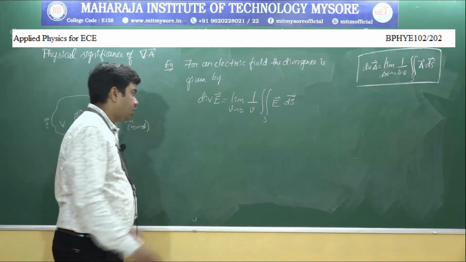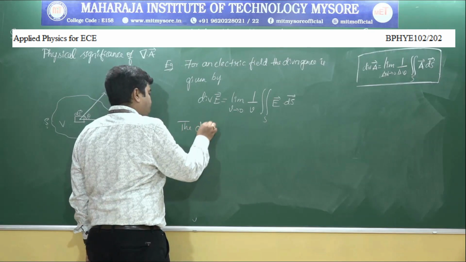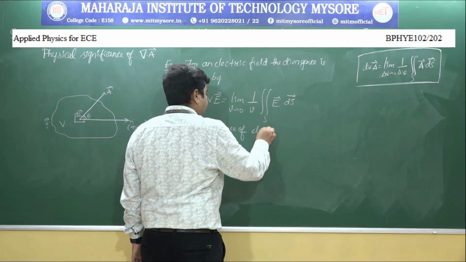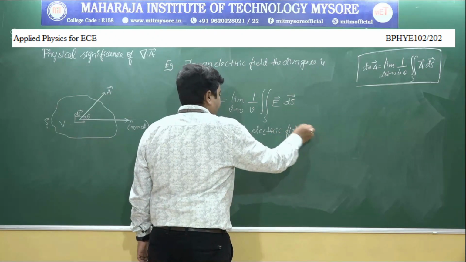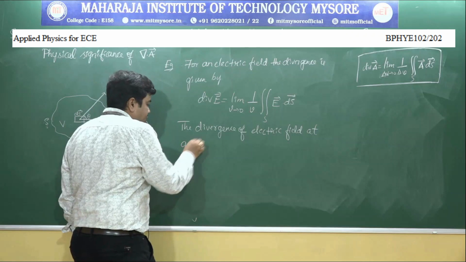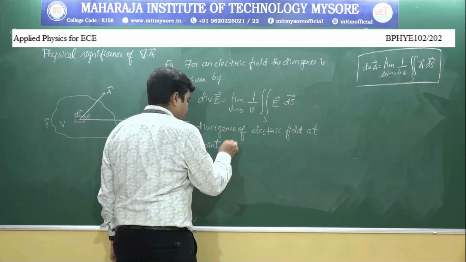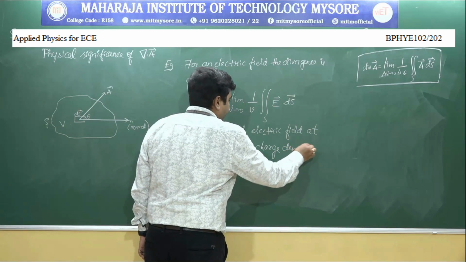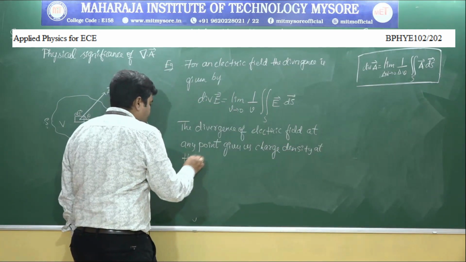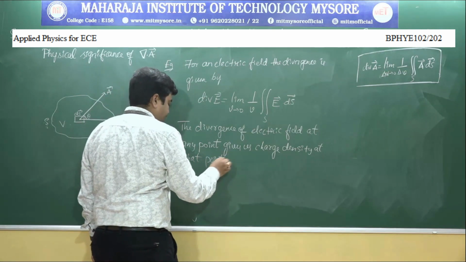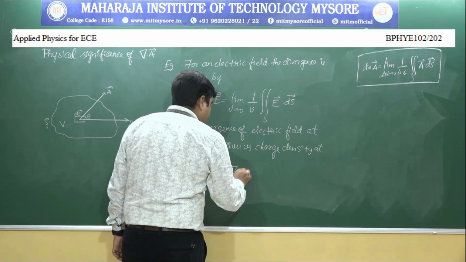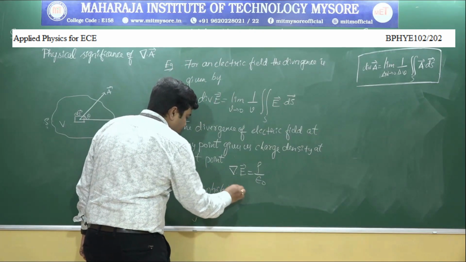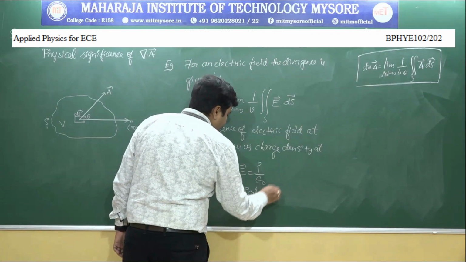Now if you consider the divergence of electric field at any point inside the vector field, it will give us the charge density. So hence we can write that the divergence of electric field at any point gives us the charge density at that point, given by del dot E is equal to rho by epsilon naught, which is a scalar quantity.